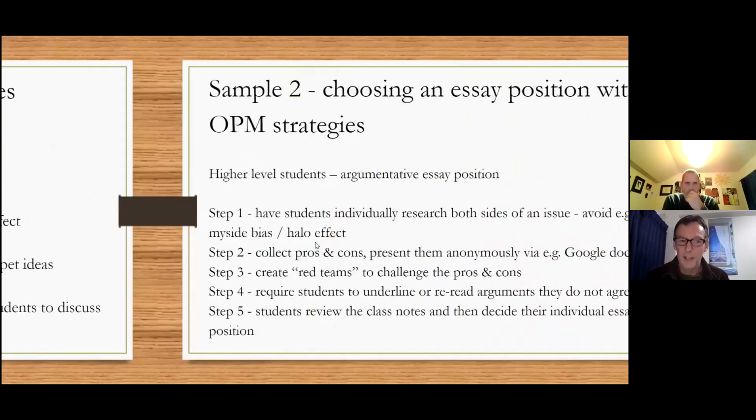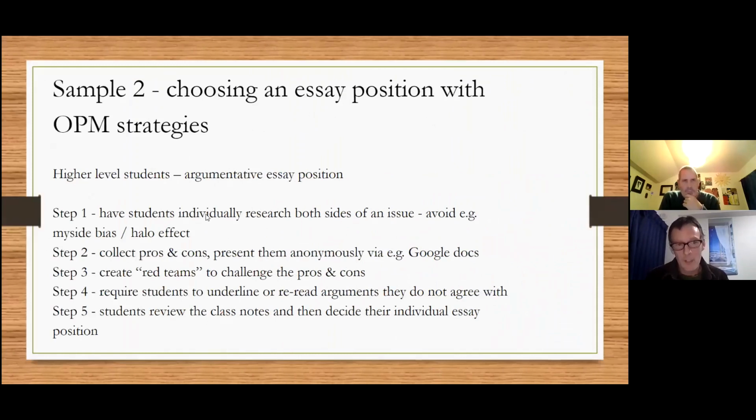If we look at something at a higher level, an argumentative essay position, step one, you might again have students individually research sides of an issue, avoid my side bias, halo effect, etc. All of the social biases. You would present them anonymously to the class, create red teams to ask, why is that a good idea? What are the advantages? You might require students to underline or reread arguments they do not agree with. Okay, promoting open-mindedness again. Then you'd have the students review their class notes and decide their individual essay position. So once again, the open-mindedness promoting strategies are woven into the steps of the class itself.